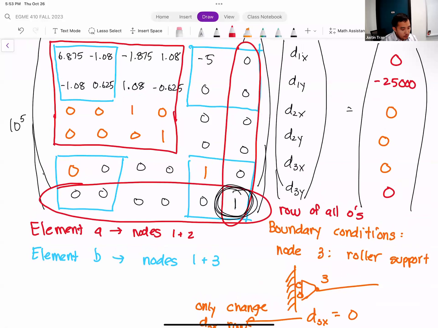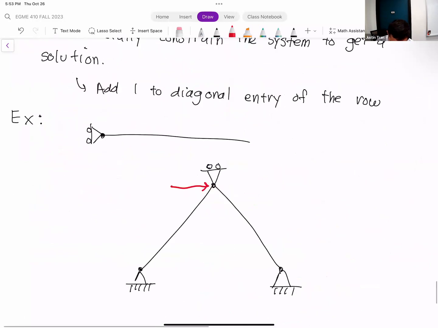All right. Any final questions on this before we move on to beam elements? Okay. All right. So that's it for trusses. And so let's go ahead and move on to beams.